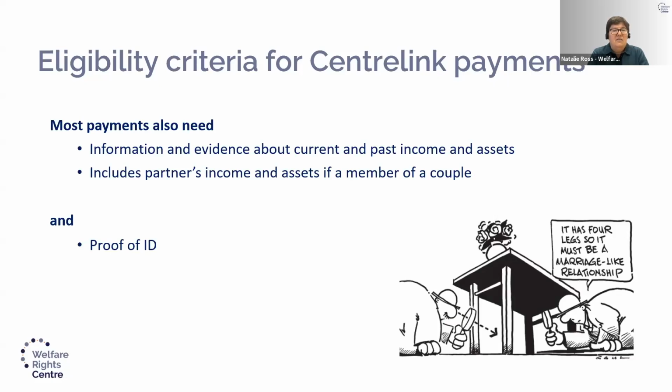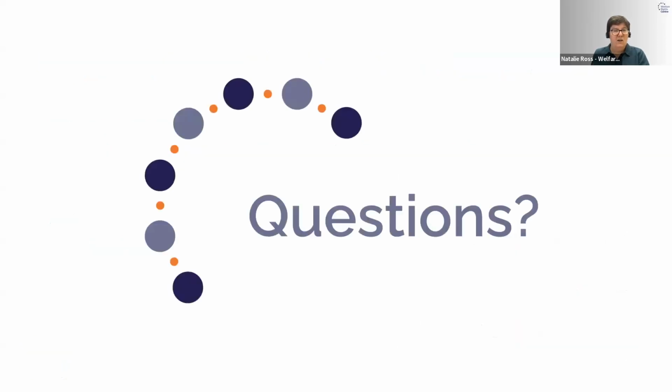Income and assets are a very important part of the picture for all Centrelink payments. So information has to be provided about income and assets, and that includes a partner's income and assets if the person applying for the payment is a member of a couple. And of course, you need to be able to prove who you are, so you need ID.